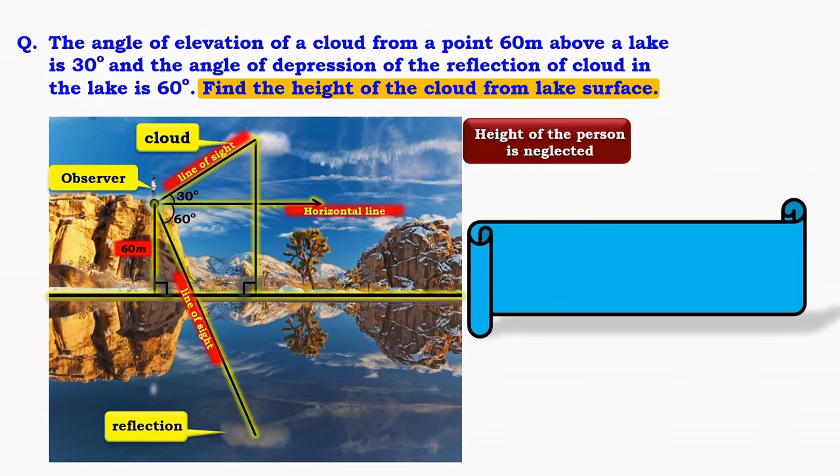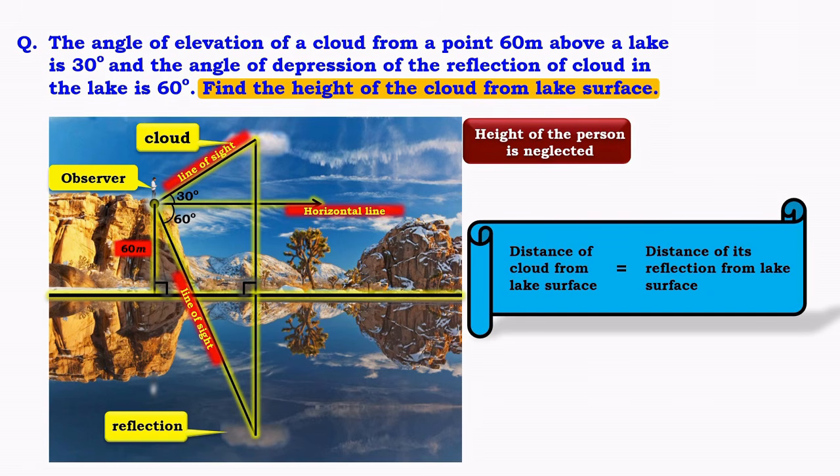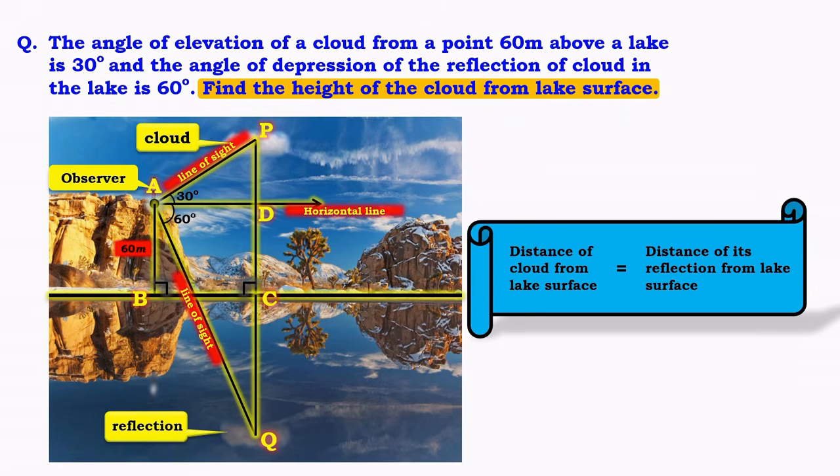The horizontal line through the observer is AD. The line AP is the line of sight from the observer to the cloud. The angle between the horizontal line and AP is 30 degrees. Therefore, the angle of elevation of the cloud is 30 degrees. Similarly, AQ is the line of sight from the observer to the reflection of the cloud.